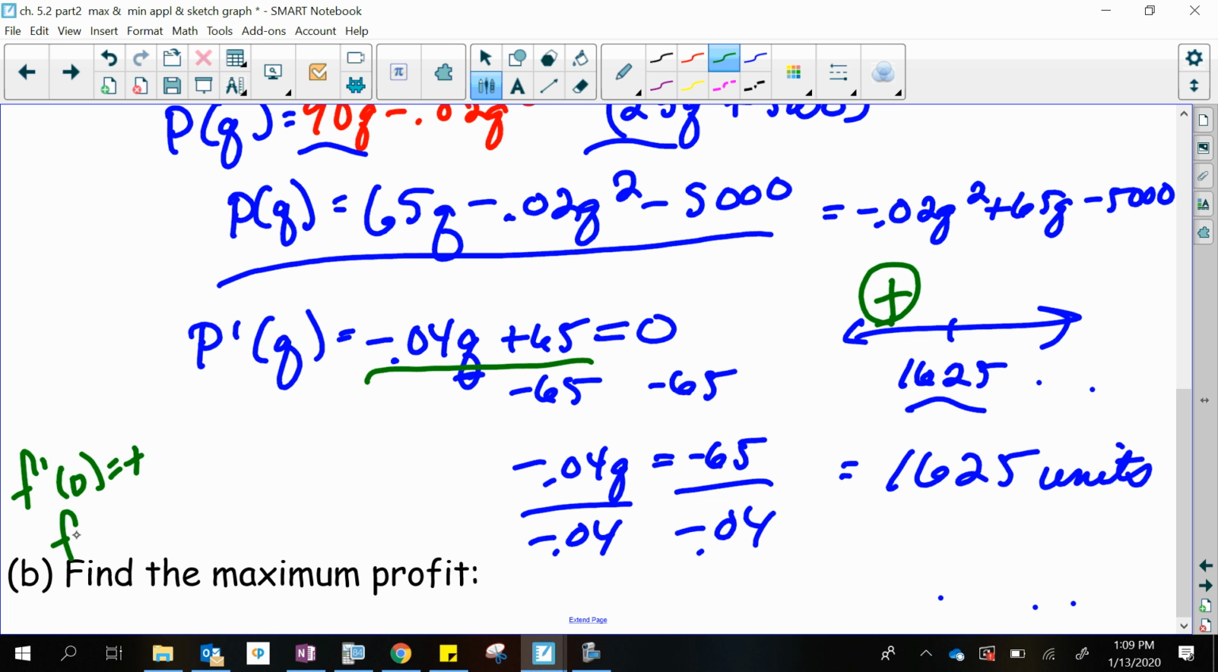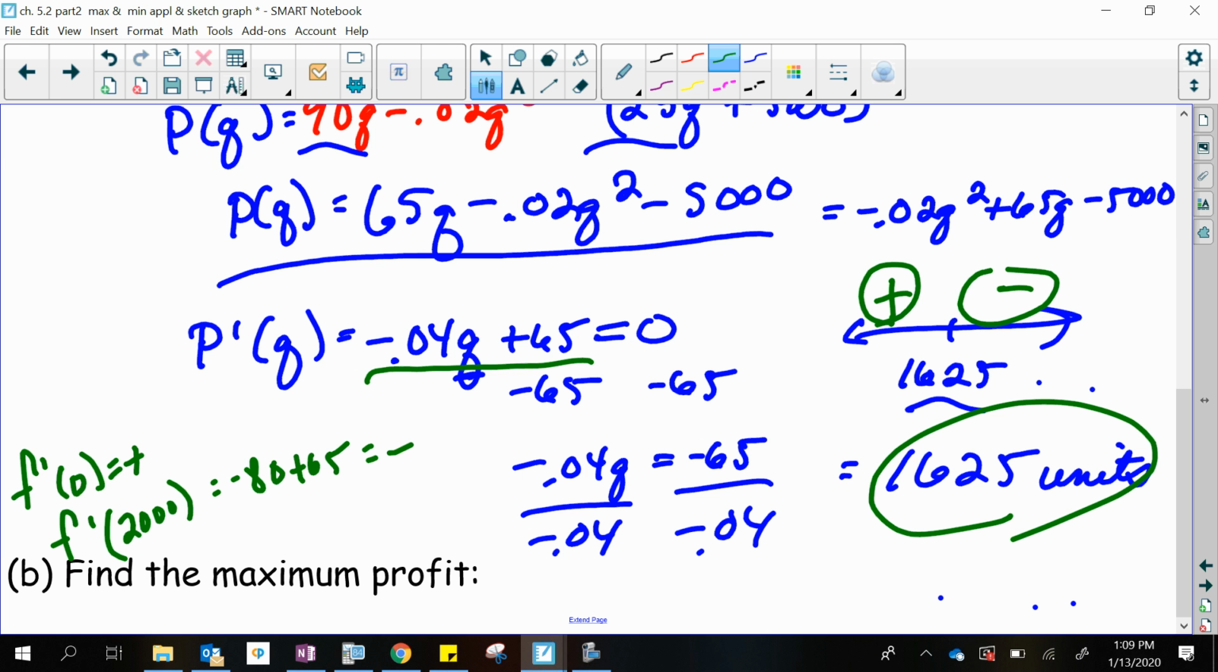If we found the derivative at, let's just say 2,000, because we have to choose a value greater than 1625. Here you really have to plug it in. 2,000, I'm going to do this on my own calculator, times negative 0.04 is negative 80 plus 65, so it's negative. Okay, so yeah, 1625 represents a max. So our max profit is going to be at 1625 units.